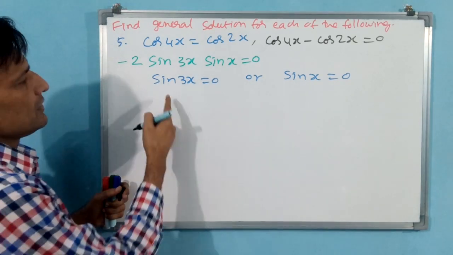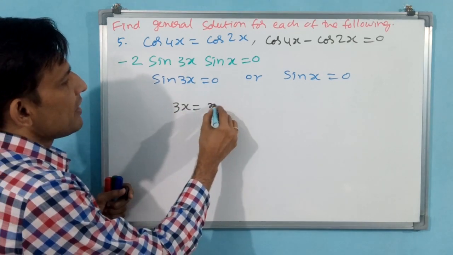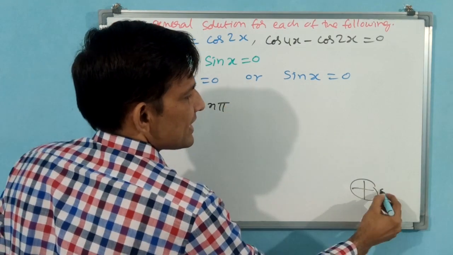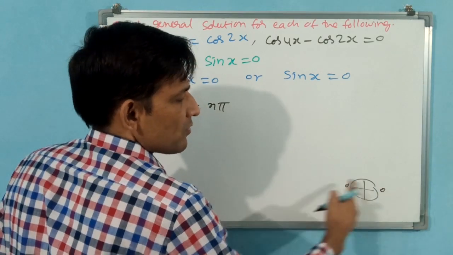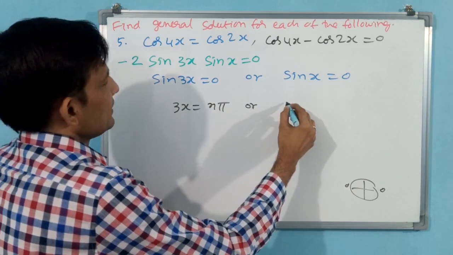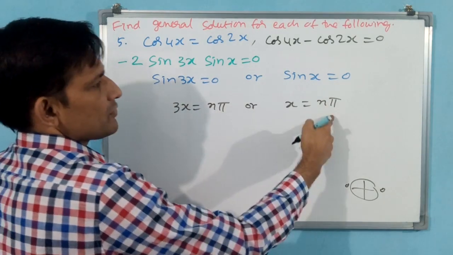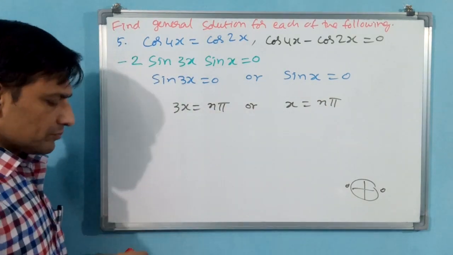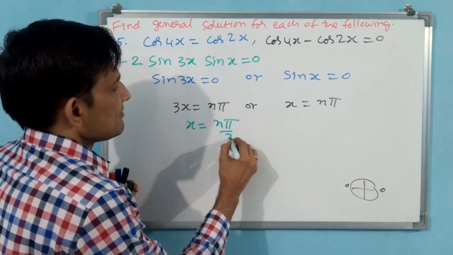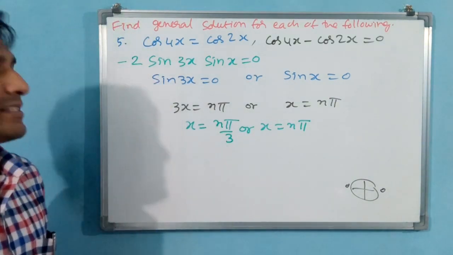Observe carefully. Sin 3x is equal to 0 means 3x is equal to n pi. Why? Because in sine, these two places are 0: 2n pi and (2n plus 1) pi, both together n pi. Or x is equal to n pi here. Here 3x is equal to n pi, so x is equal to n pi by 3, or x is equal to n pi. This is your final answer for the general solution.